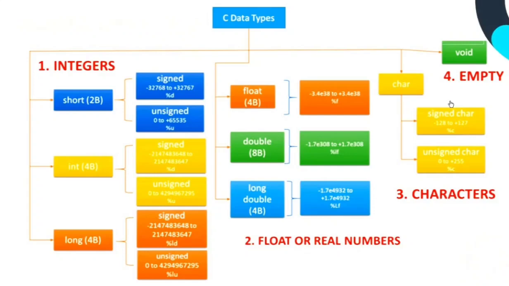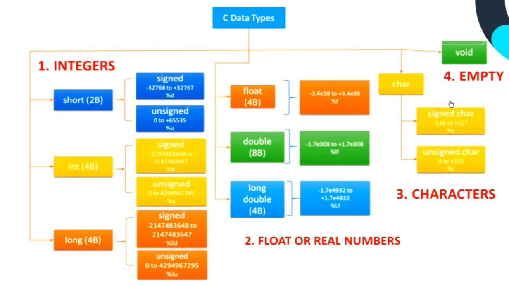So these are the basic 4 data types available in C, as you can see through the flow chart. The first is the integers. The integers are subdivided into short, which is further subdivided into signed short and unsigned short, and then the integer, which is int, which is subdivided into signed and unsigned. Then moving on to the long, which is also subdivided into signed and unsigned.